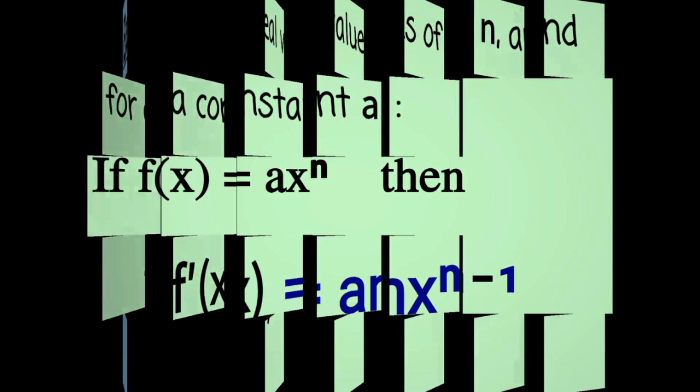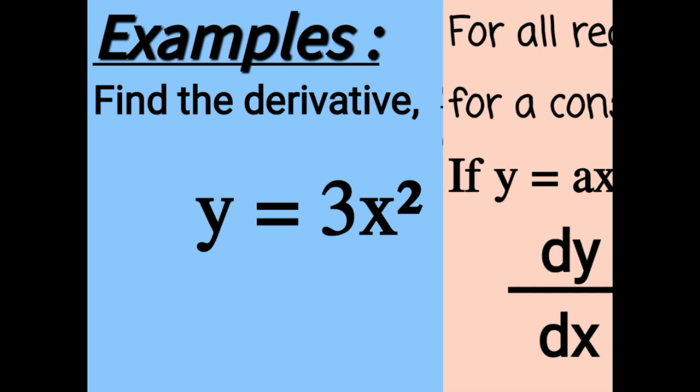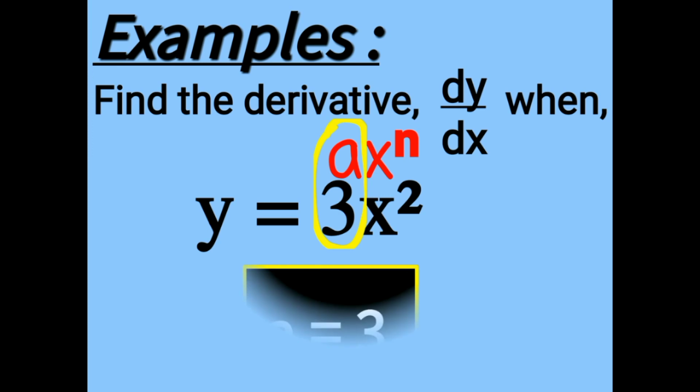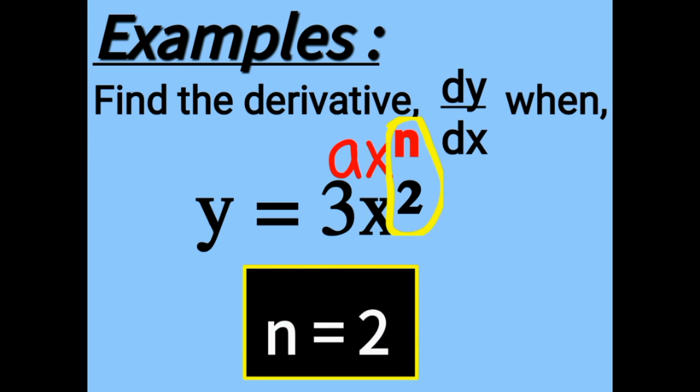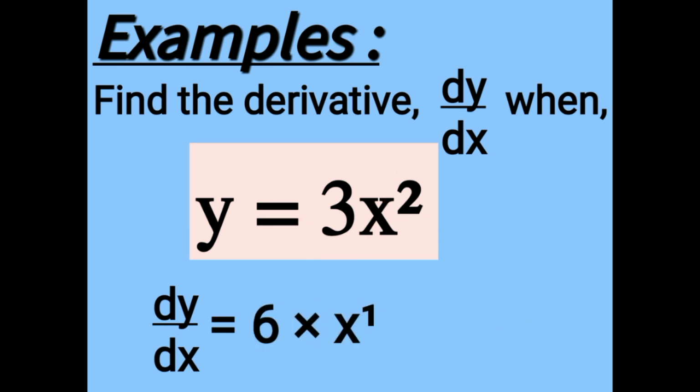So let's take a look at a few examples. Find the derivative dy over dx when y equals 3x to the power 2. So y equals 3x to the power 2. Then, using the rule for differentiating a x to the power n with a equals 3 and n equals 2, dy over dx equals 3 times 2 times x to the power 2 minus 1. So, we multiplied the constant a, that is 3, by the power 2, and subtracted 1 from that power. So, dy over dx equals 6x to the power 1, equals 6x.